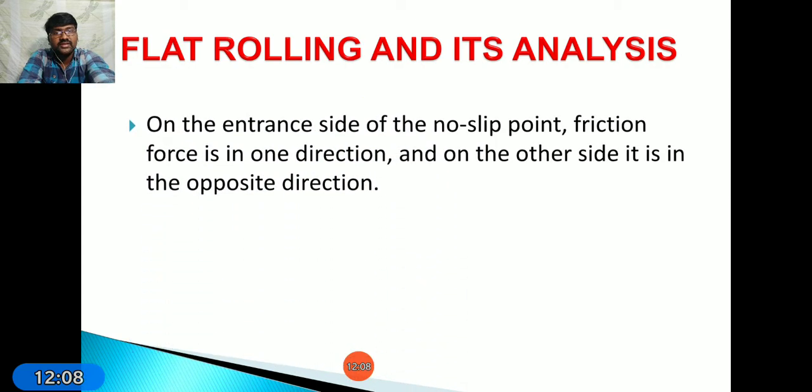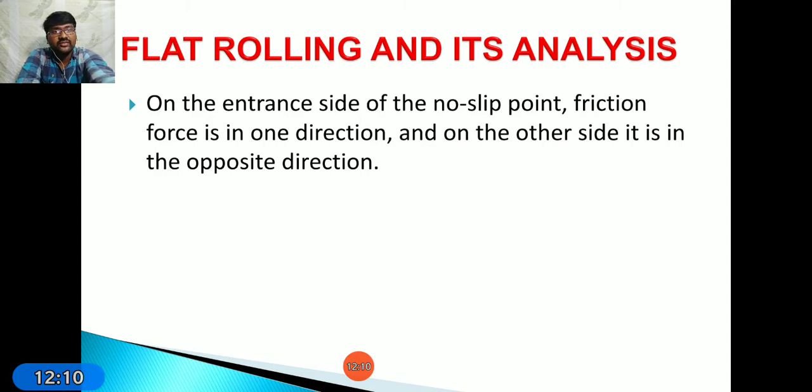Next, on the entrance side of the no slip point, the friction force is in one direction, and on the other side it is in the opposite direction. Suppose in the first diagram we consider the neutral point: before the neutral point is one form, and after the neutral point is the other side. The friction force is in one direction before the neutral point, and after the neutral point it changes to the opposite direction. But in these two directions the force is not equal.